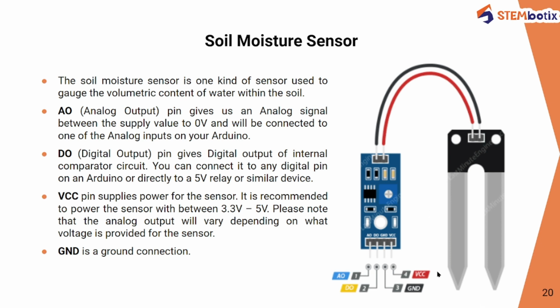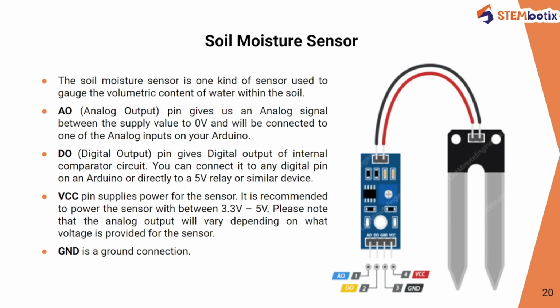This is one module which is going to be used to measure the moisture, and this is the one which is going to be connected to the circuit or to the microcontroller to read and give the data. First of all, the soil moisture sensor is the kind of sensor which is used to gauge the volumetric content of water within the soil. So if you want to measure the moisture of your soil, then you can use this particular sensor.